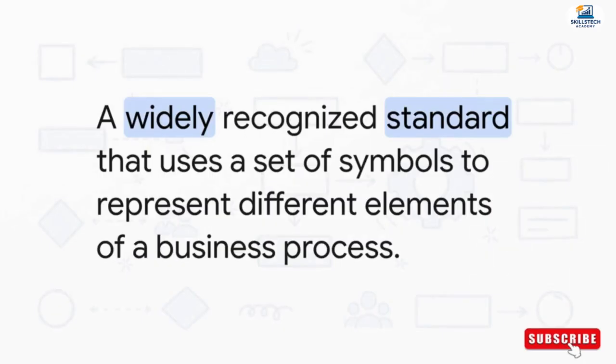First on the list is BPMN. This one's kind of a heavyweight champion of the industry. It's pretty much the gold standard when you need to create really detailed, comprehensive maps of how things actually work. So if you've got to show the entire end-to-end flow with all the nitty-gritty rules and interactions, BPMN is the one you've got to know.